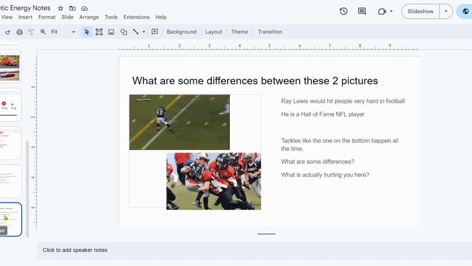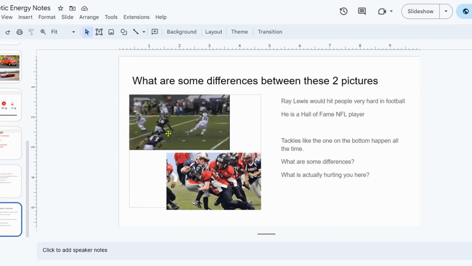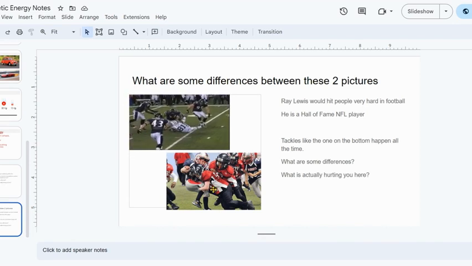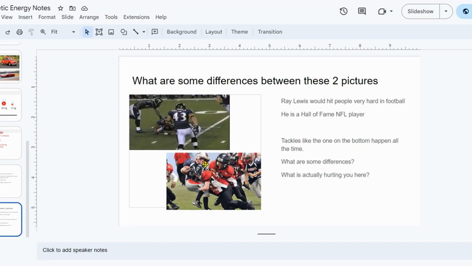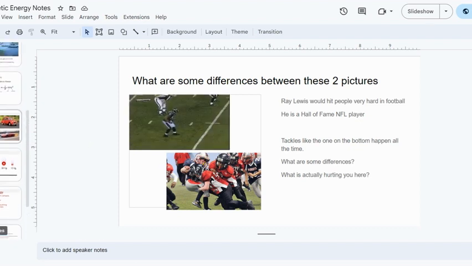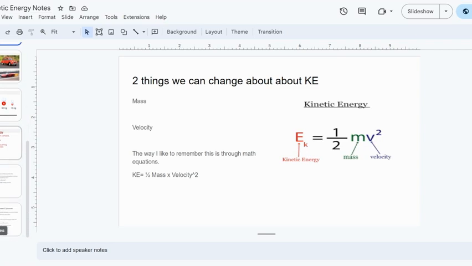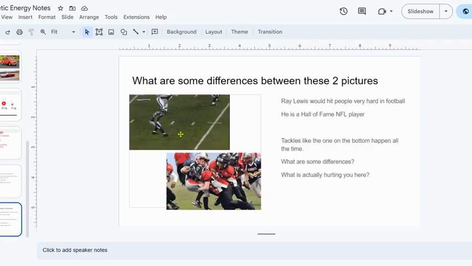Next, we're going to talk about Ray Lewis. Why would Ray Lewis, the football player, be able to do more damage than this child? Well, Ray Lewis is a lot bigger. He's a lot faster. And going back to our equation, if you're a lot bigger and you're a lot faster, you're going to have a lot more energy. And as we remember, energy is the ability to do work. So if I have more mass and I have more speed, more energy, that's why it's going to hurt worse to play against Ray Lewis than it is against this child.